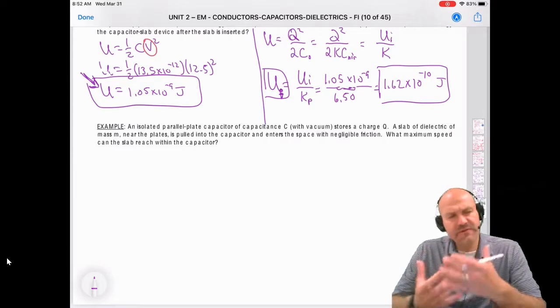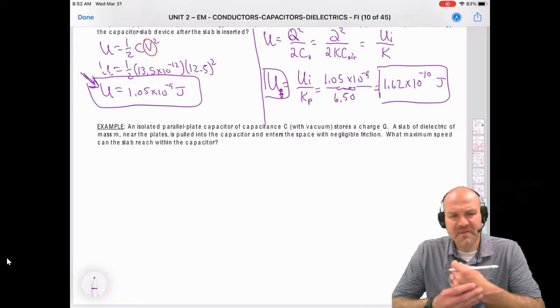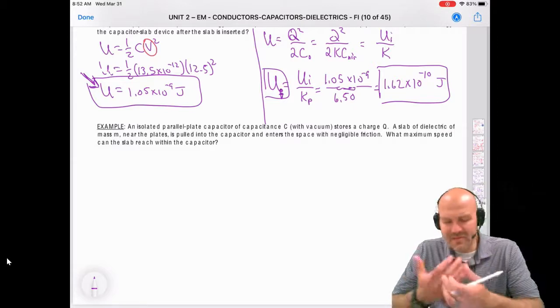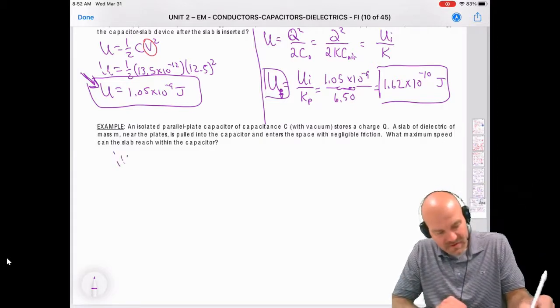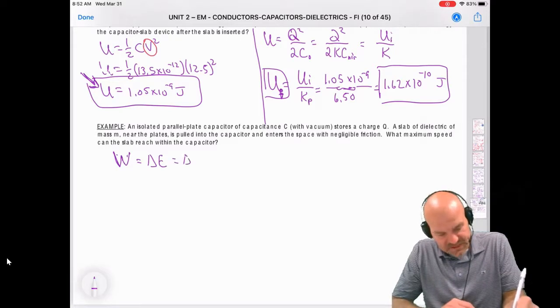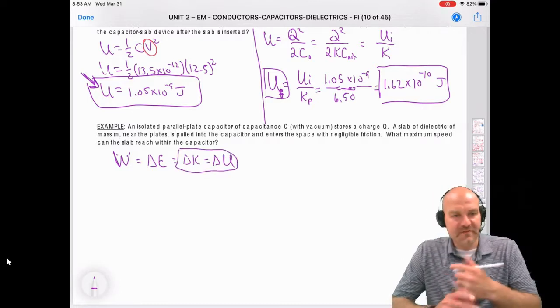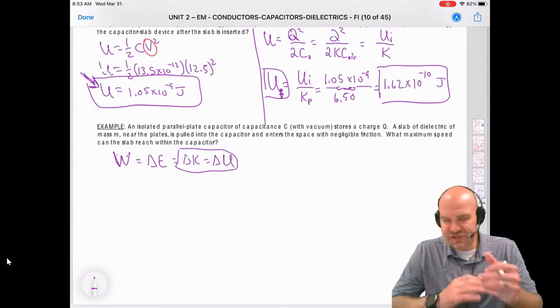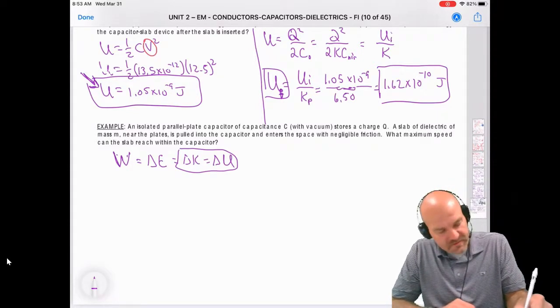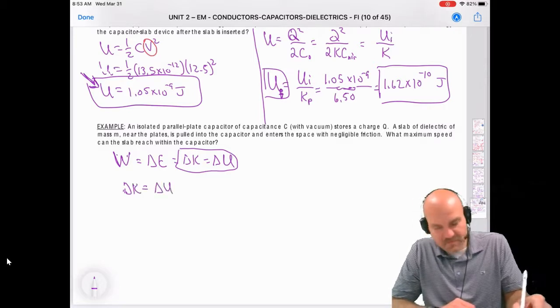This is kind of interesting because here we're really looking at a speed. So how do we make that connection? If you remember, the work energy theorem says work equals change in kinetic energy, but it also says change in kinetic equals change in potential. That's the relationship we're going to look at. So the change in kinetic energy is equal to the change in potential energy, delta K equals delta U.